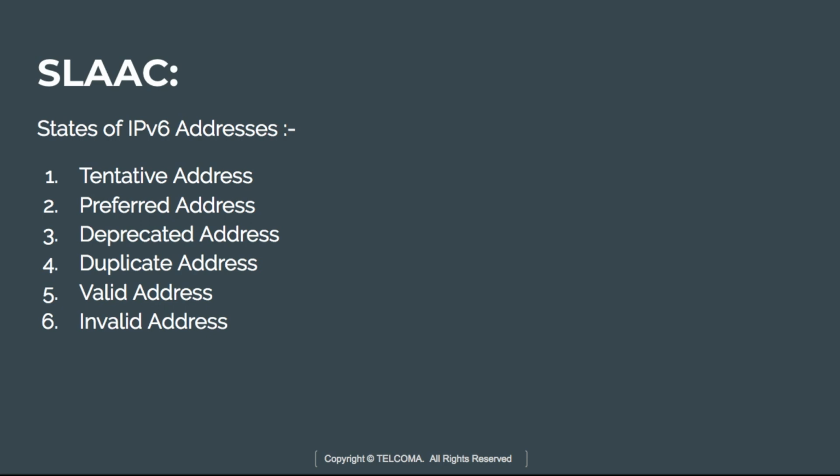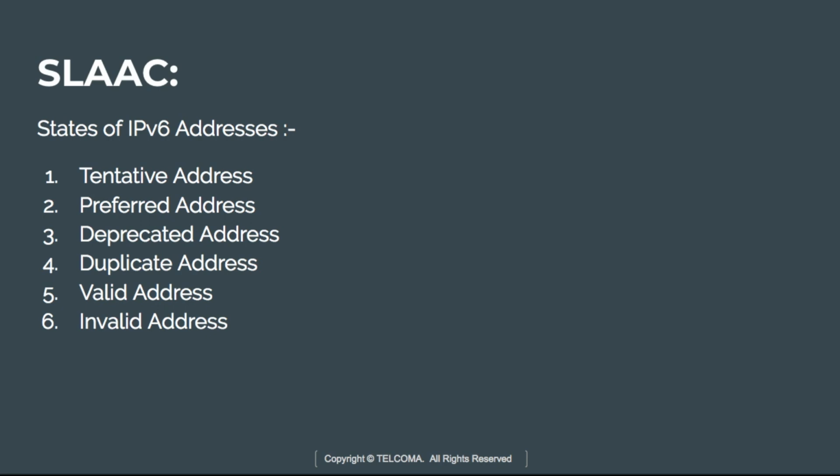The next one is the duplicate address. Duplicate addresses are used to test the uniqueness of an address by using the DAD algorithm, that is, duplicate address detection. The next are valid addresses. Valid addresses cover both the preferred and the deprecated addresses. Valid addresses are those assigned to a particular device that are communicating well in a network. The next one is the invalid address.